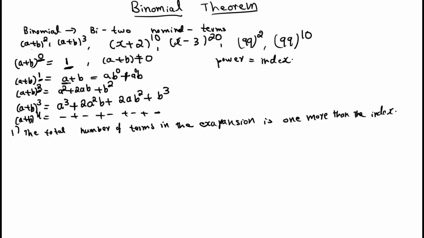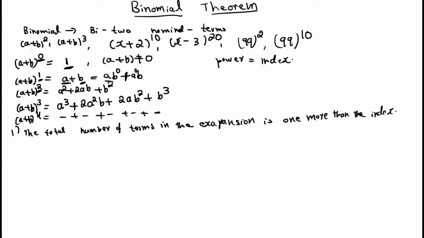In the first expansion, see a into, there is no b. No b means b to the power 0 equal to 1. A into 1 is a. Plus, in the second expression there is no a. No a means a to the power 0 into b. 1 into b is b.